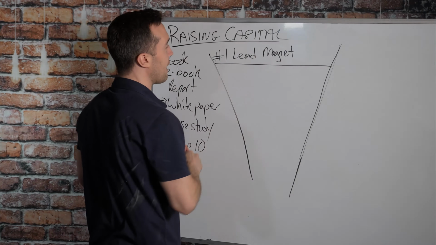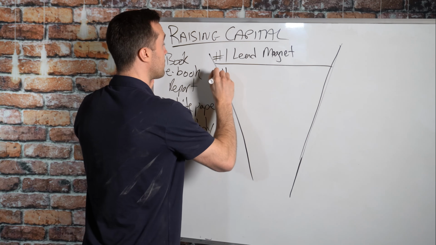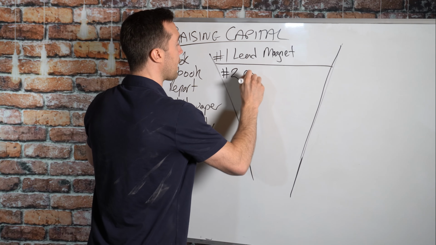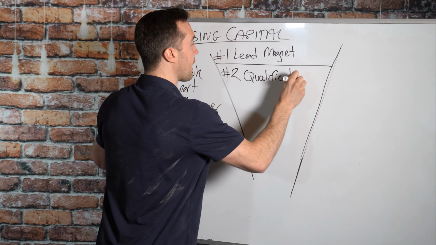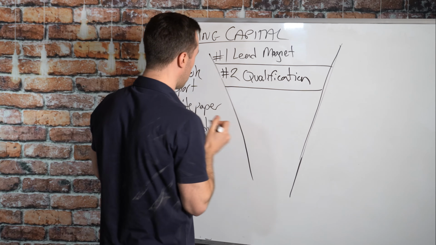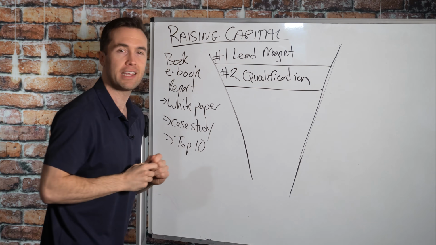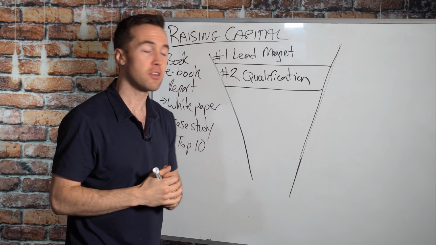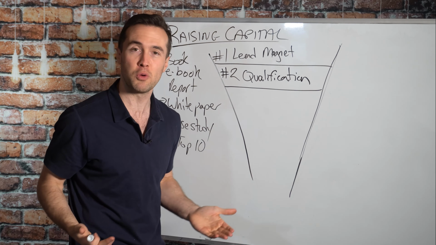Once we have the lead magnet and the prospect's contact information, we have to move to step number 2, which is qualification. Qualification is where we start asking questions. We learn more about the prospect. Some people will qualify by sending out a survey for the prospect to complete. Some people hop on a phone call. Some people meet in person. Some people do a Zoom call.